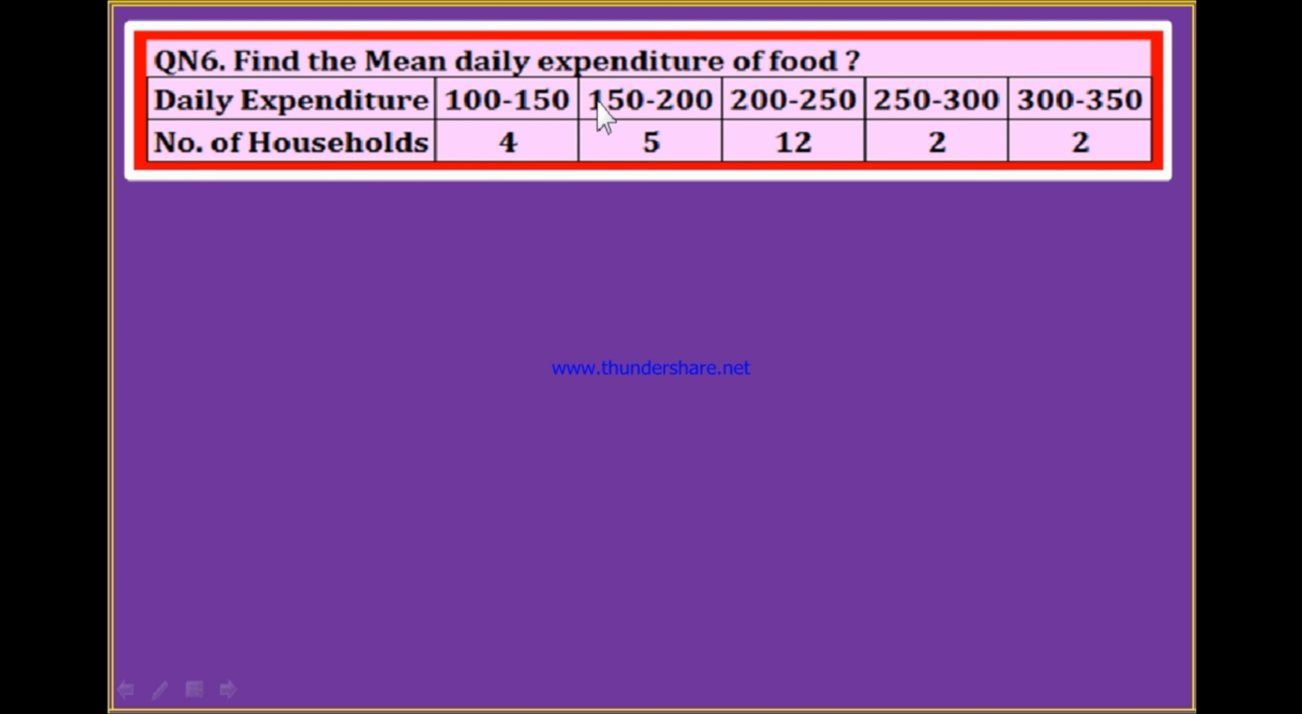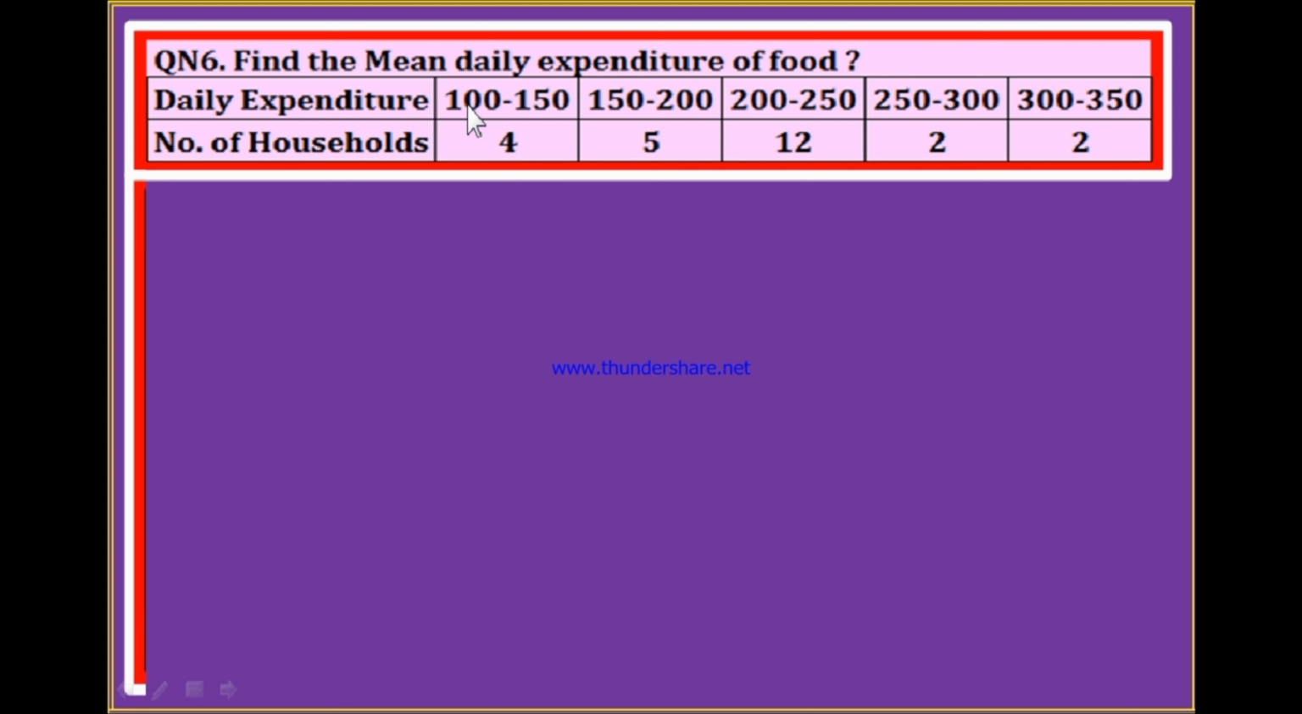And the number of houses in which the expenditure on food is 150 to 200 is 5, and the number of households where the expenditure on food per day from 200 to 250 is 12 houses, and in between 250 to 300 the number of households is 2, and in between 300 to 350 the number of households is also 2. This is the table given for us. In this table we can consider the daily expenditure as classes and the number of households as frequencies.